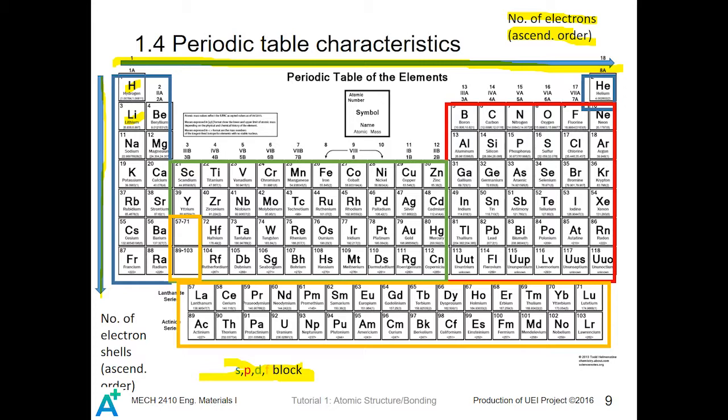And these rectangles represent the blocks within the periodic table. S is the blue one here, which has these two parts, the first part and the second part. P block, this region. D block, this region. F block, this region. And what does a block stand for?